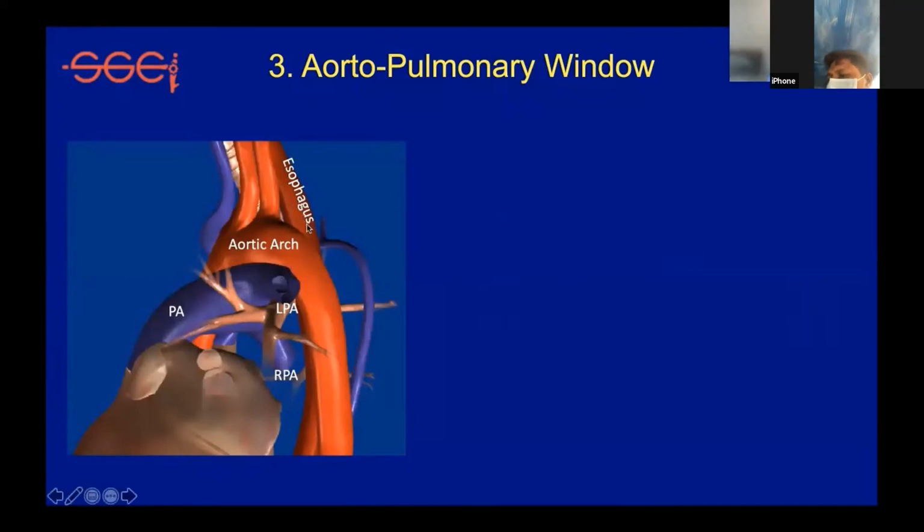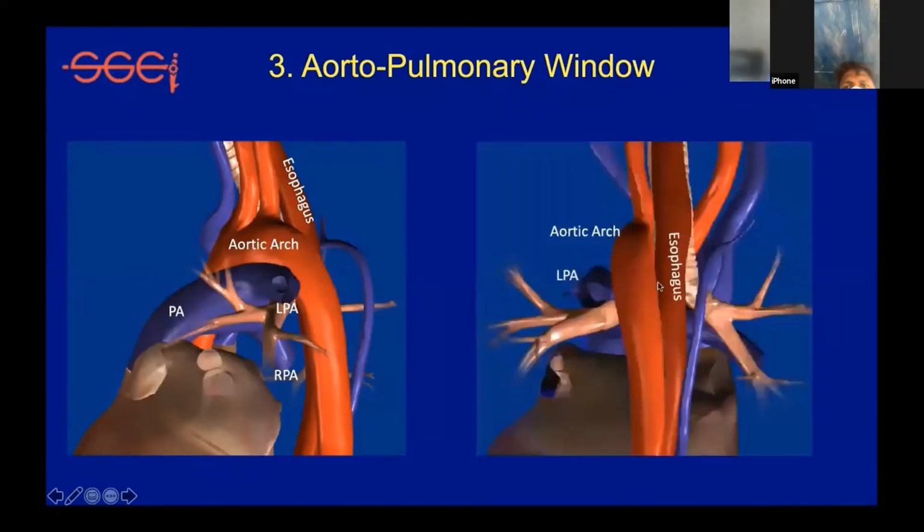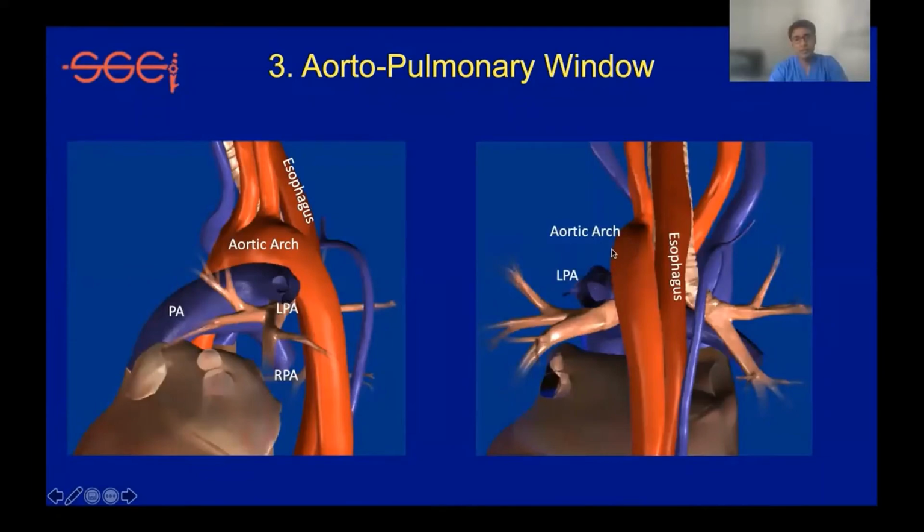So from the esophagus, if we evaluate, this is the aortic arch, this is the pulmonary artery giving rise to the left pulmonary artery. From the posterior aspect, you can see the aortic arch and the left pulmonary artery. The space between the lower margin of the aortic arch and the left pulmonary artery is the aortopulmonary window. In the beginning, it may sometimes be difficult to find this space, but with understanding of the concept, we can easily examine this.